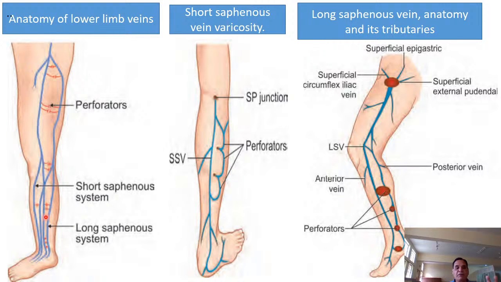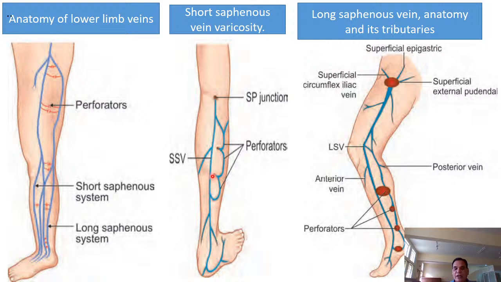That means they are joining the superficial venous system to the deep venous system. In the lower limb, as we discussed, there are two systems. One, this is the long saphenous vein. If you find out, it is starting from the medial malleolus, going into the saphenofemoral junction. Short saphenous vein, see here carefully, it is arising from the lateral malleolus. That means most of the pathologies of the lateral malleolus are due to the short saphenous venous system.